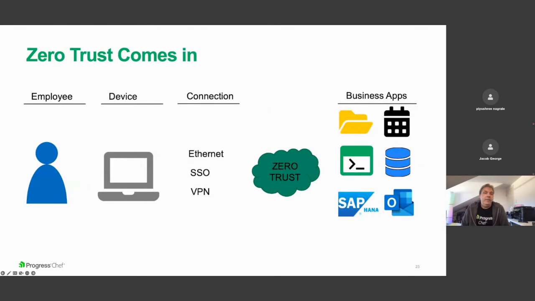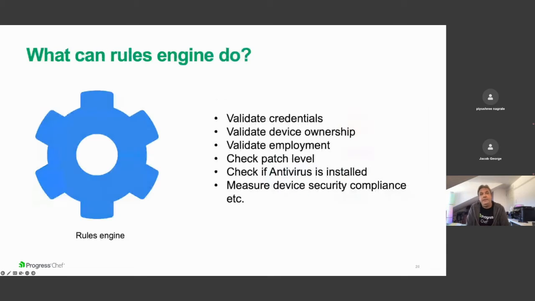This is where zero trust comes in. We need to find some way of having a zero trust layer between making our connection and getting access to the application that we want. And so zero trust includes a rules engine. All of those SSO vendors that we saw earlier include rules engines. And rules engines can validate the credentials of the user. They can validate the device that people are on. They can validate that the user is a real employee of the company. They can check patch levels, etc., etc.